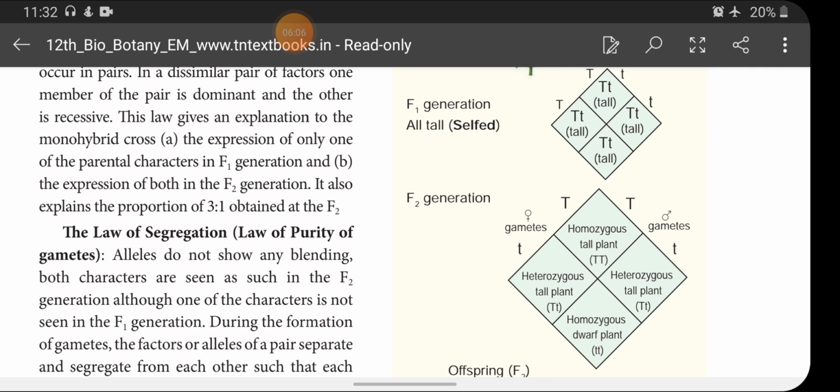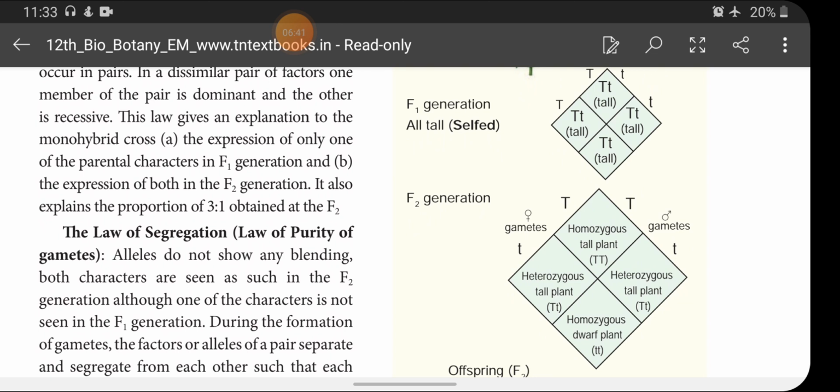Only one of the parental traits will appear in the F1 generation. So the other character will not be expressed in the F1 generation. Since among the two pure breeding parents, one parental character is expressed in the F1 generation, the character which is expressed is called dominant, and the character which is masked is called recessive. So this is called what? Law of dominance. When F1 is self-pollinated or selfed, we get the F2 generation.